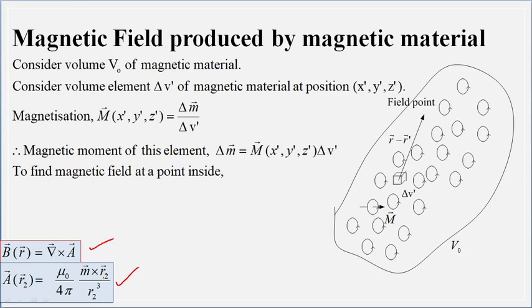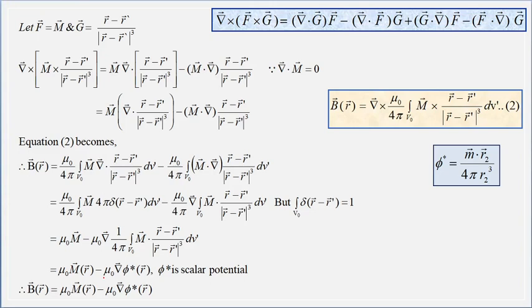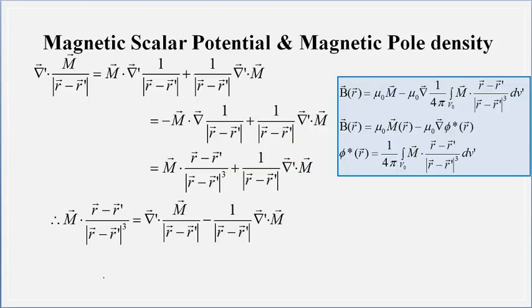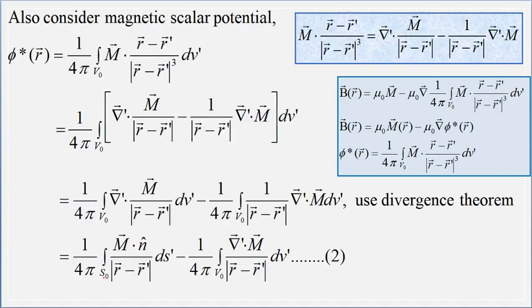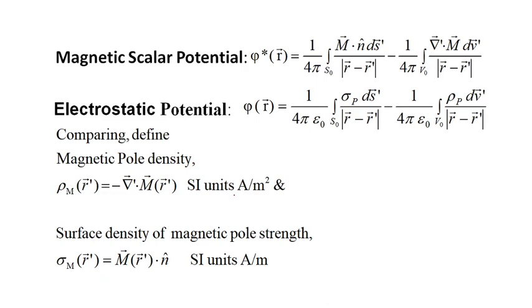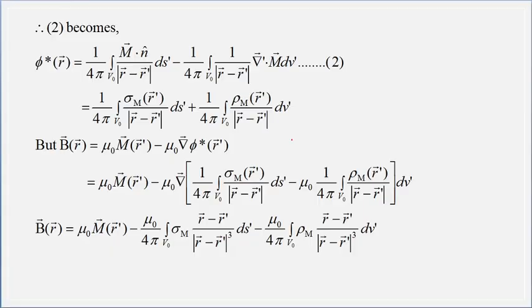Have you done this earlier? Yes, sir. We did this derivation. You have done it? Okay, this we have done. We have done about densities, magnetic pole density. We did magnetic scalar potential and magnetic pole density. Okay, that means this topic is done, no? Yes, sir. Okay, then sorry.